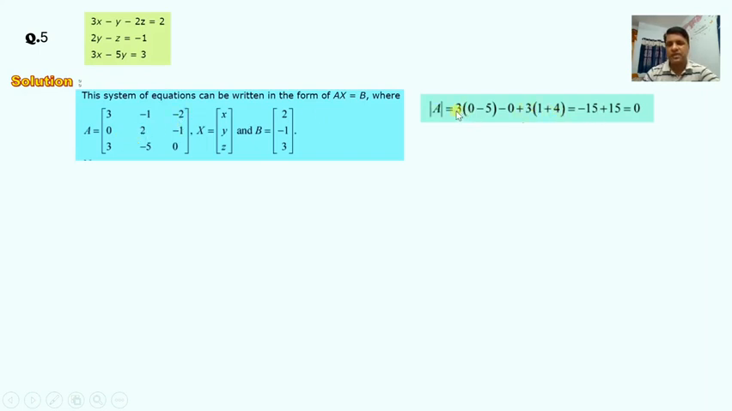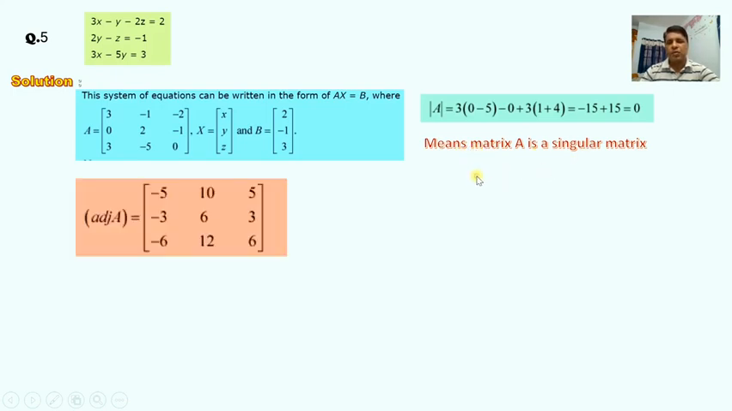So the result is minus 15, 3 into minus 5 is minus 15, and minus 0 leaving, and then 4 plus 1 is 5, into 3 is 15. 15 minus 15 is equal to 0. So the matrix is singular. So for this singular matrix, what I told you earlier, we will now find out its adjoint of A.